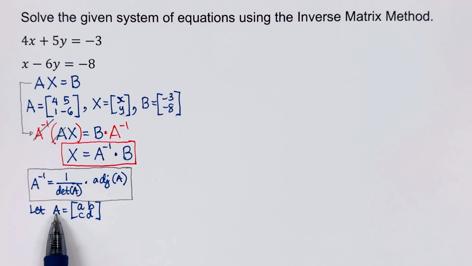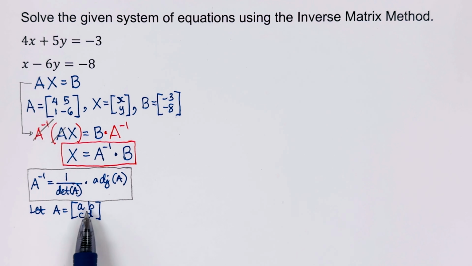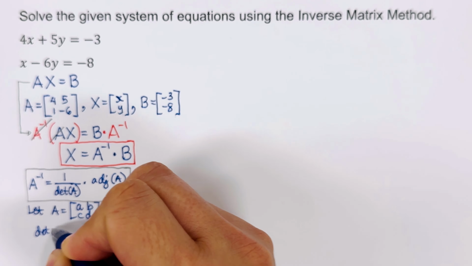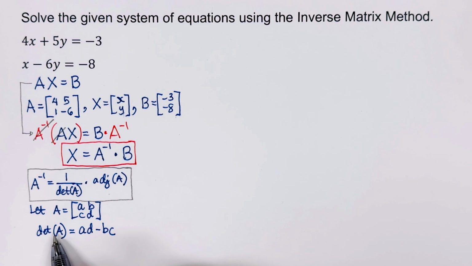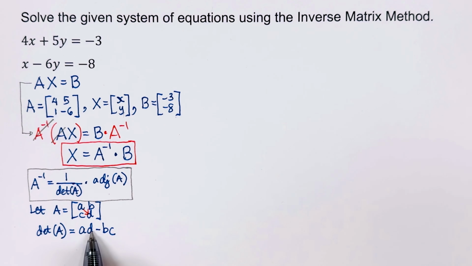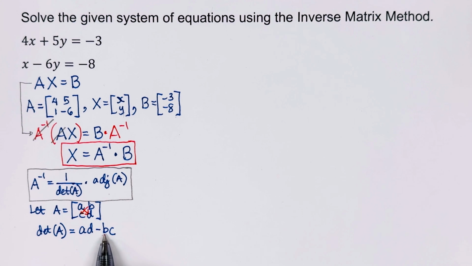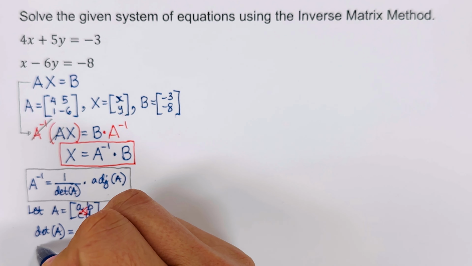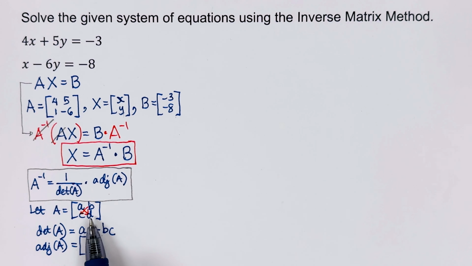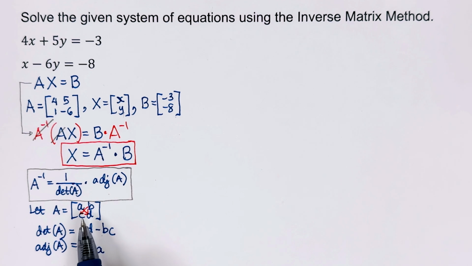If we let our 2 by 2 matrix A consist of elements a, b, c, and d, the determinant of matrix A would be the product of the two diagonals, a times d, minus the product of the anti-diagonal, which is b times c. Now, for the adjugate matrix, we flip the positions of a and d, and we switch the signs of b and c.